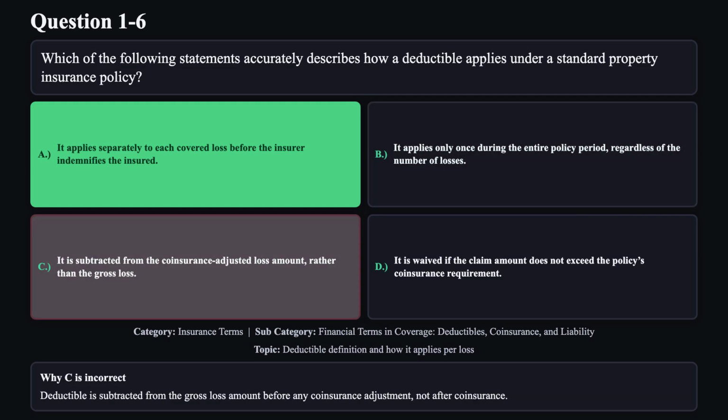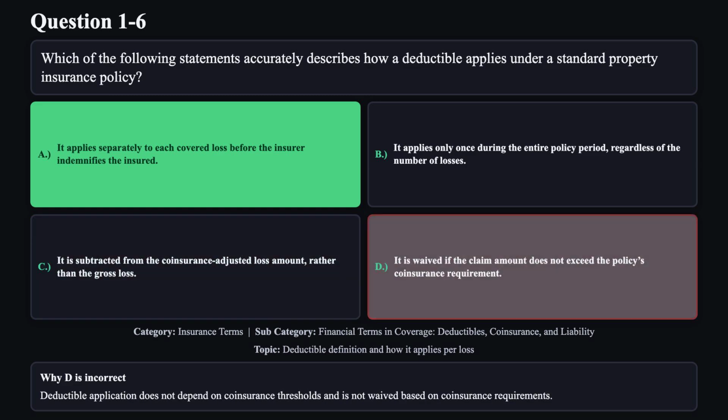Reason C is not correct. Deductible is subtracted from the gross loss amount before any coinsurance adjustment, not after coinsurance. Reason D is not correct. Deductible application does not depend on coinsurance thresholds and is not waived based on coinsurance requirements.